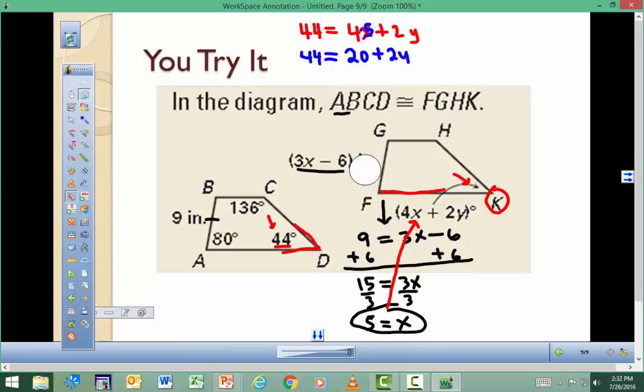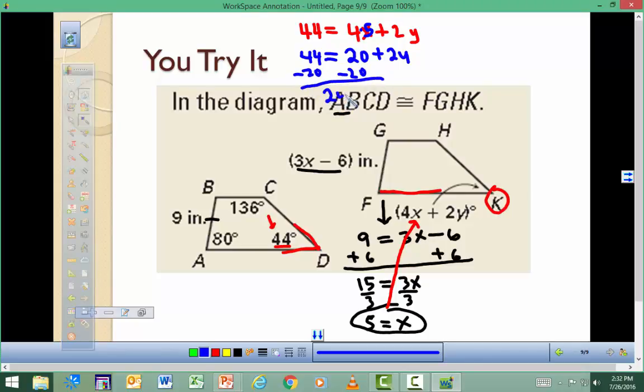Just erase a little bit now. And so now we could subtract 20 on both sides of the equal sign. And that gives us 24 is equal to 2y, that's a y, not 24. And then divide by 2 and divide by 2 here. And I get y is equal to 12. How about that? So we were able to solve for x and y. And so the key again is just to make sure all the sides and angles match up.